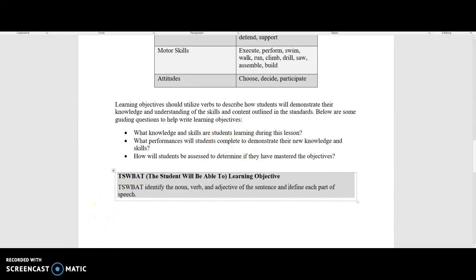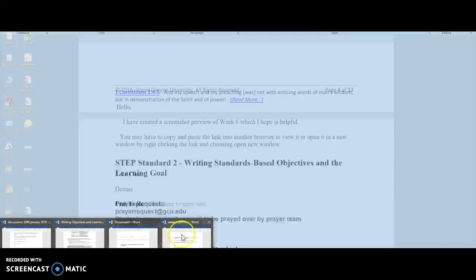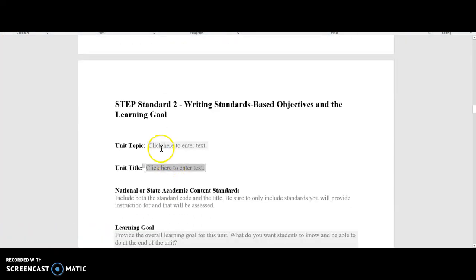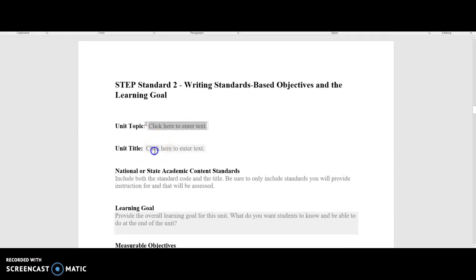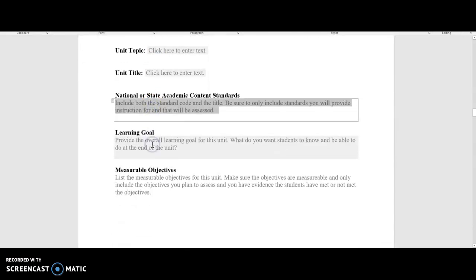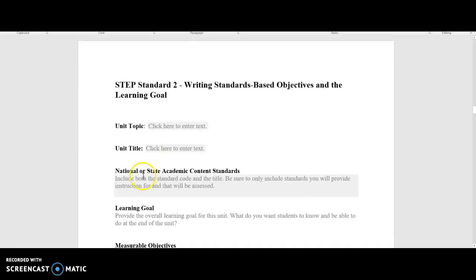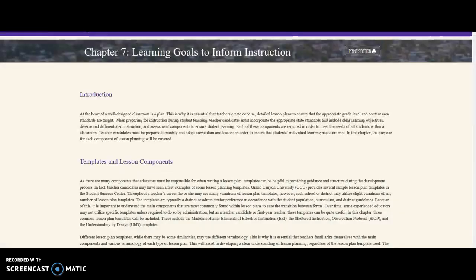So it's a very important piece of paper to look at. And when you look at what you're going to turn in this week, step 2, unit topic goes here, the unit title goes here, the standard goes here, the goal goes here, the objective goes here. So for the unit that you're designing, that's what goes there. It's very straightforward and very simple.